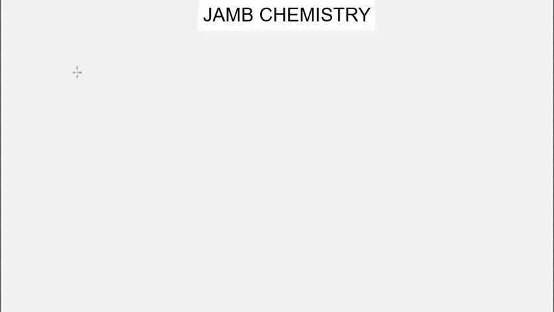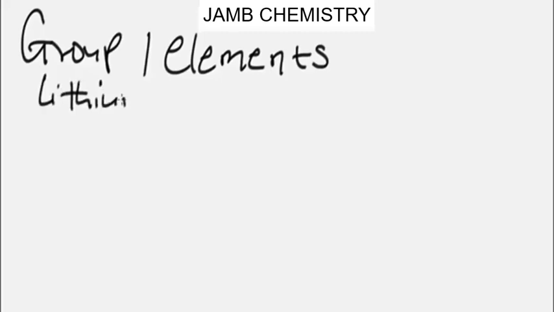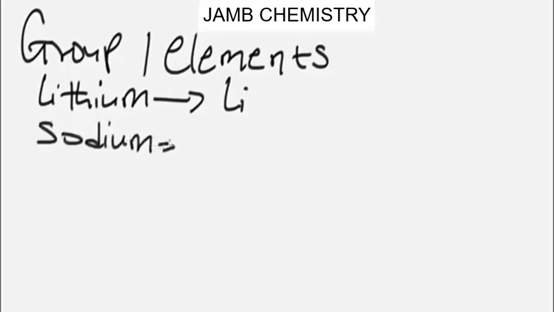Now let's begin by looking at group 1 elements. Let's begin by outlining the elements in group 1. They include lithium, the short form is Li, and we have sodium, the short form is Na.